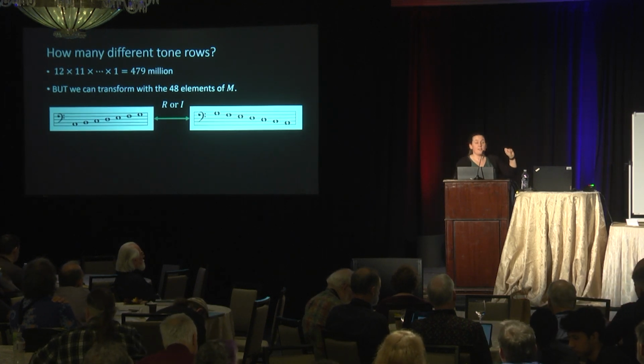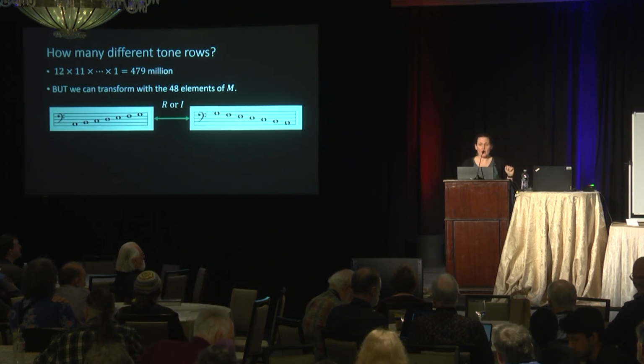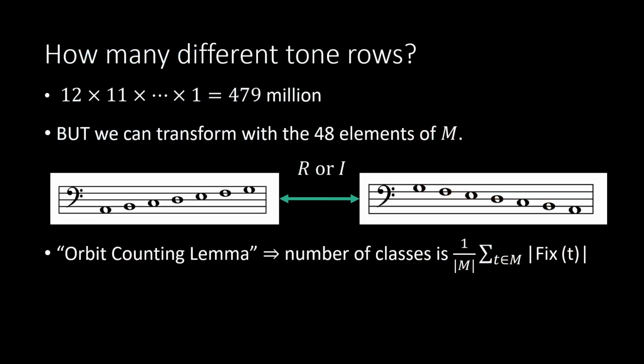There is a result in group theory which immediately solves this problem with just a few little calculations. And there's lots of different names for it. In England, anyway, we often call it the orbit counting lemma. I won't go into the detail, but basically, all you need to do here is you work through not 479 million things.